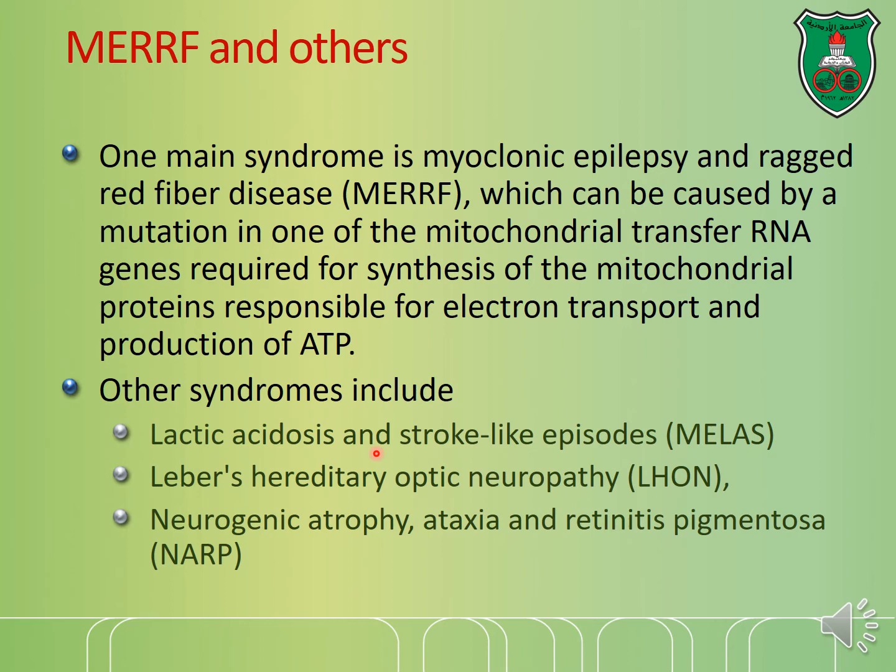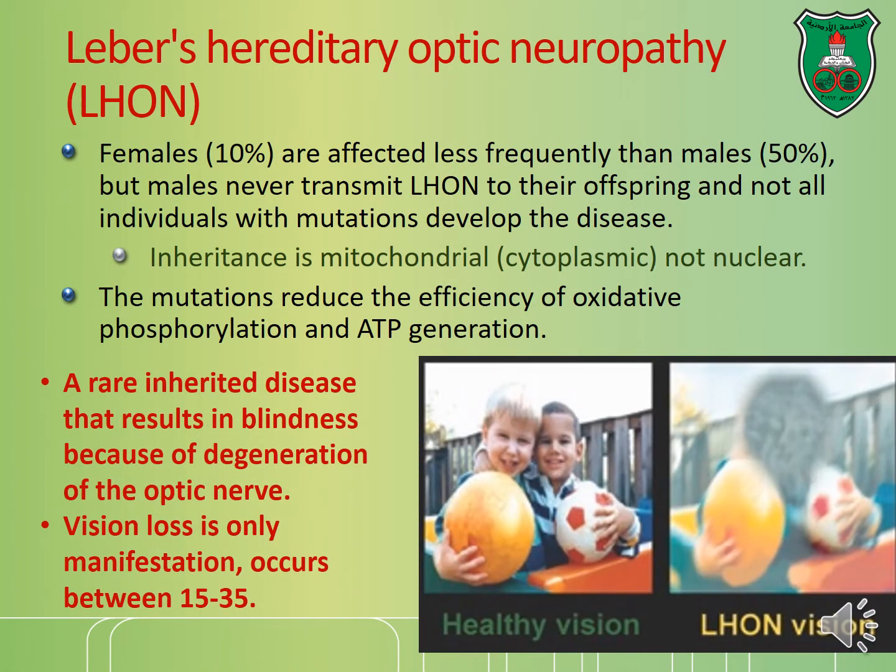So there are different types of mutations or defects. You can have a defect in one of the tRNA molecules that are encoded by the mitochondrial genome, causing the MERRF condition. There are other conditions, including Leber's hereditary optic neuropathy. Now, this condition affects females more often than males. The inheritance pattern is again mitochondrial rather than nuclear.